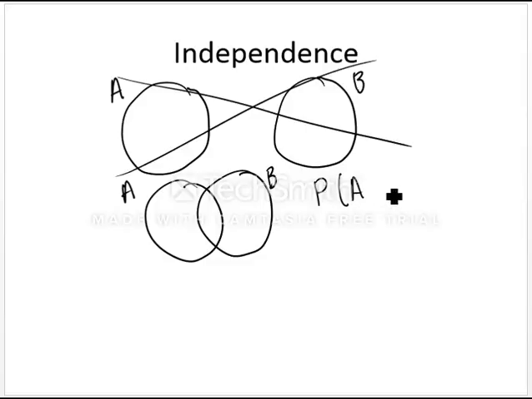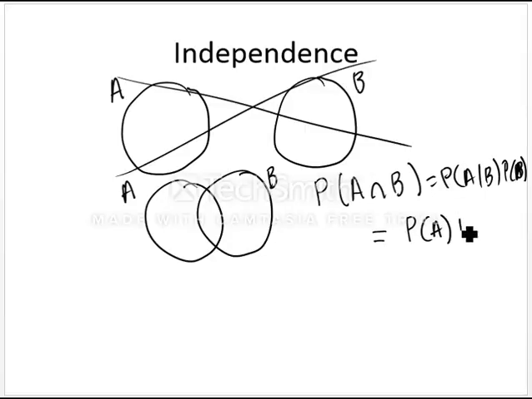The reason for that is independent events say that the probability of one does not affect the probability of the other. So I could make a statement like this. Using our multiplication rule, the probability of A and B is the probability of A given B times the probability of B. Well, if these events are independent, then the probability of A given B is just the probability of A. And so this breaks down to the probability of A and B is just the multiplication of those individual events.